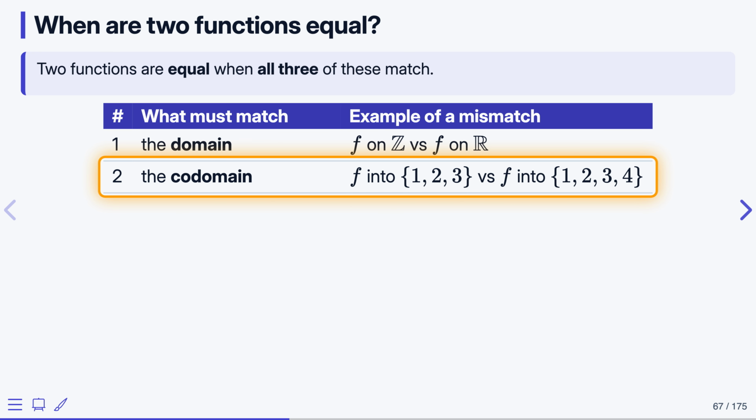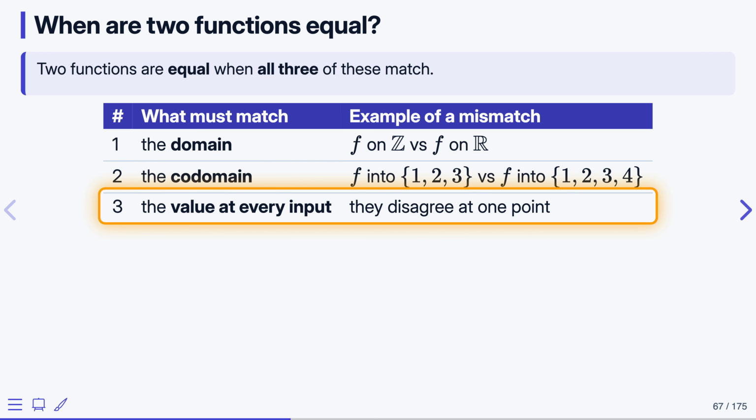We saw this with onto. The codomain you name matters. 3. The value at every input. They must send each element of the domain to the same element of the codomain. One disagreement anywhere is enough to make them different. Only when all three match are the two functions equal.